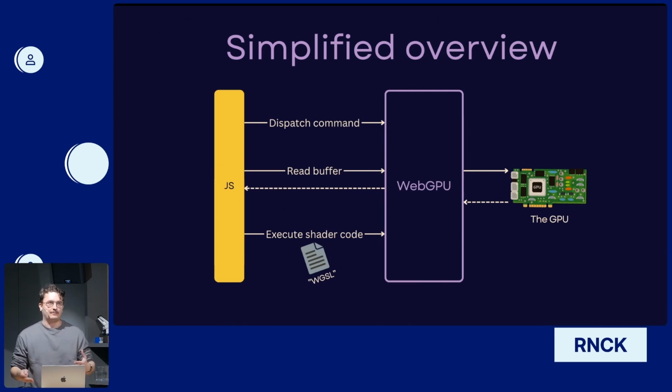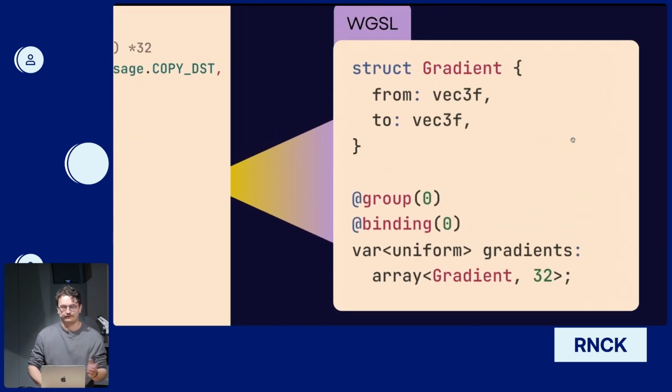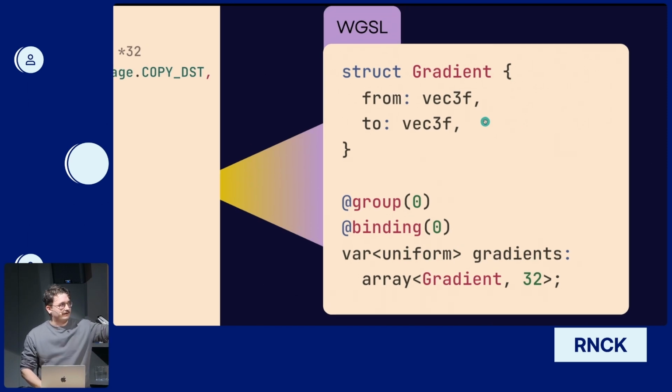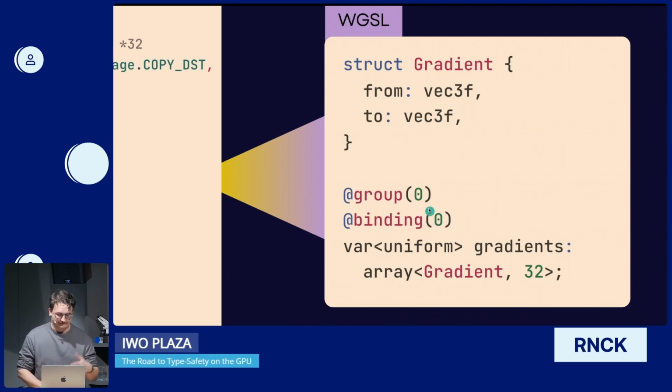You interface with that program with numeric indices, and you have to remember what indices you assigned to each resource. I'll share what the problems are, but the actual code that you write and send to the GPU looks like this. So yeah, this looks type safe, right? You have a struct, it's called a gradient, it has fields, and you know the type, it's a vector, a three-element vector of floats. And then you say, okay, I'm expecting this to be bound from JS land, and I give those numeric indices that I was talking about. And it's an array of this struct that has 32 elements.